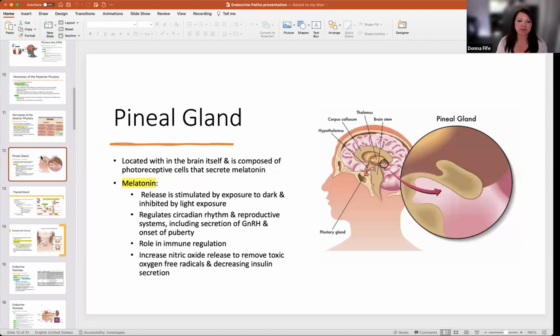The pineal gland is located within the brain itself and is composed of photoreceptive cells that secrete melatonin. Melatonin release is stimulated by exposure to dark and inhibited by light exposure. It regulates circadian rhythm and reproductive systems, including secretion of GnRH and the onset of puberty. It has a role in immune regulation, increased nitric oxide release to remove toxic oxygen-free radicals, and decreasing insulin secretion.